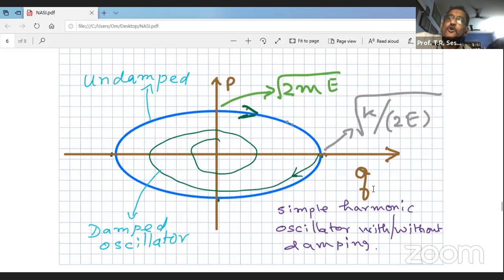And further, because it has lost energy because of damping, the maximum potential energy is now less. So it will reach a point on the q axis, not at the same point where the blue curve intersects, but less. As it proceeds, it loses even more energy and the momentum becomes even less. Like this, it will keep on spiraling inside till it reaches P equal to 0, Q equal to 0 ultimately. So this is how a damped harmonic oscillator behaves in phase space.